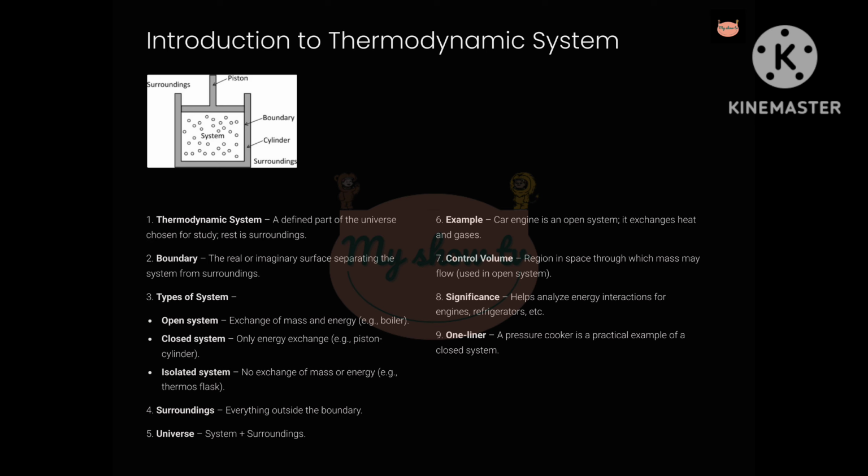We also use the concept of control volume, which is a region in space where mass and energy enter and exit, commonly used in flow systems. Understanding these systems helps us model real-world machines like engines, refrigerators, or compressors.